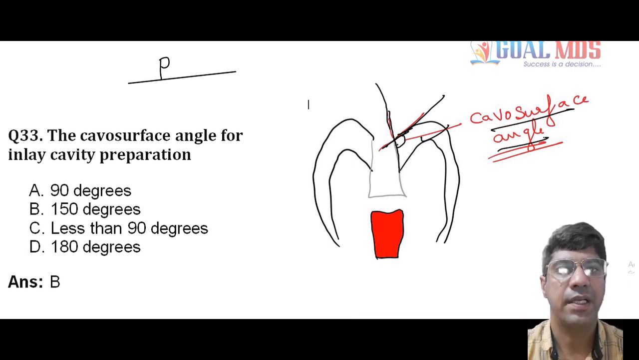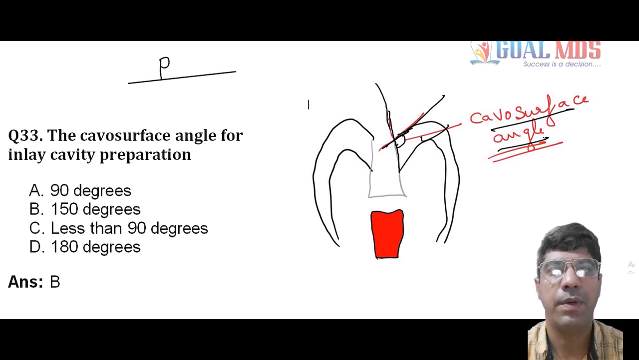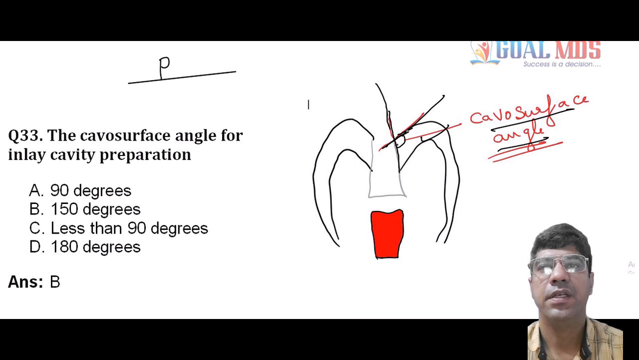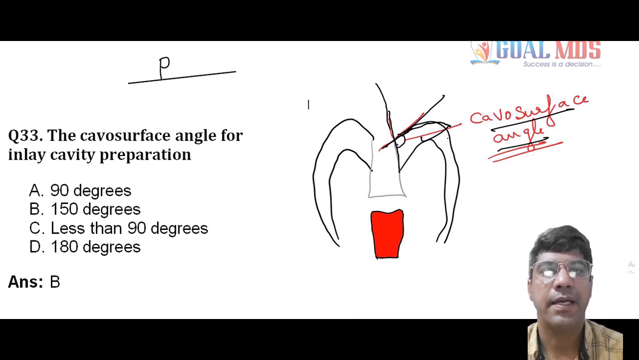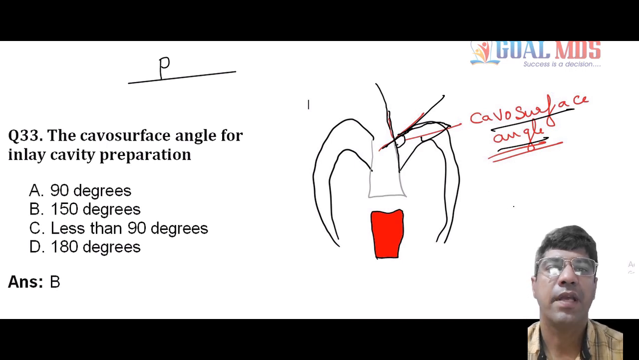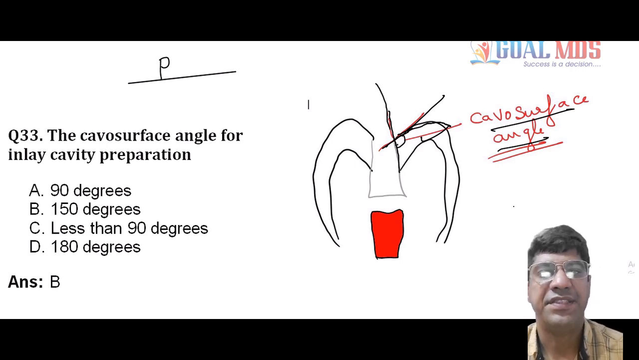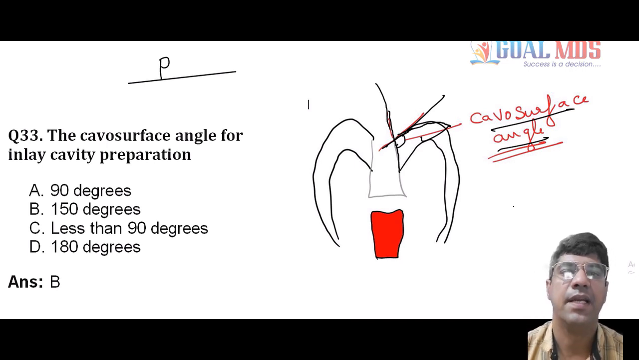So the cabo surface angle is defined as the angle formed by the junction of the prepared tooth wall and the external surface of the tooth. This angle is important in dental restoration as it will impact the fit, stability and longevity of the restoration. So why does the cabo surface angle matter? Its significance lies in its role in ensuring the longevity and stability of the dental restoration.